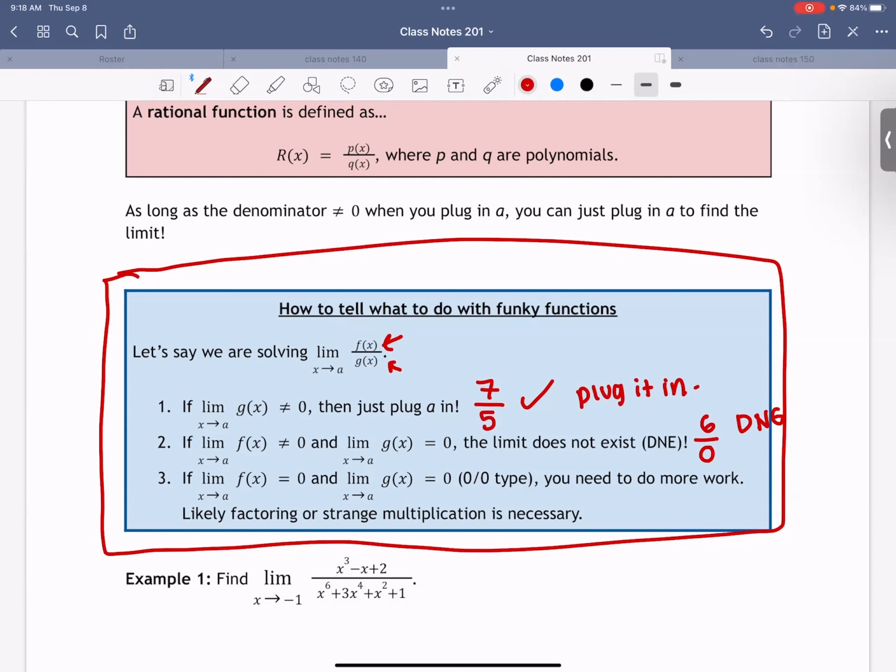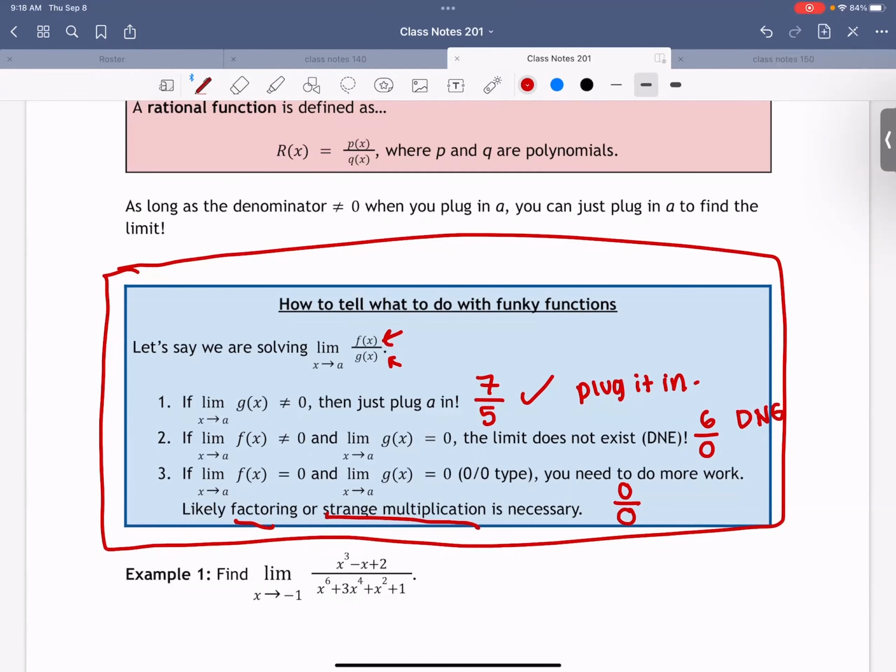Let's say you plug it in and you get something like 0/0. This is when you need to do something a little bit more that involves a little bit more work. You're either going to factor or you're going to do something involving strange multiplication, which I'm going to talk about a little bit later. Likely you're going to do factoring. If it involves something with a square root, you might have to do some multiplication. So 3 things that you have to look out for.